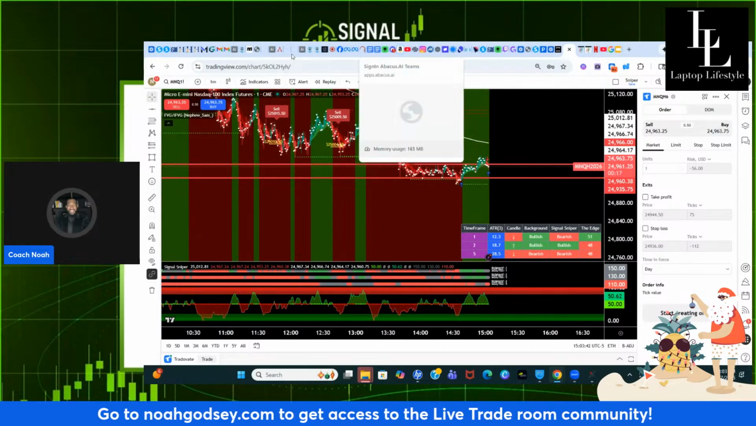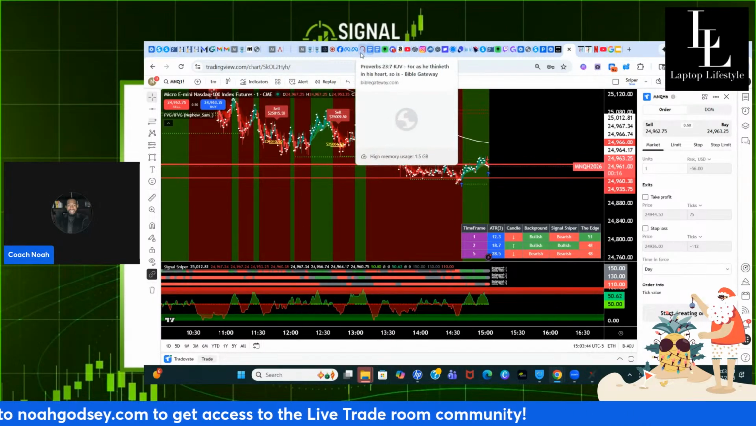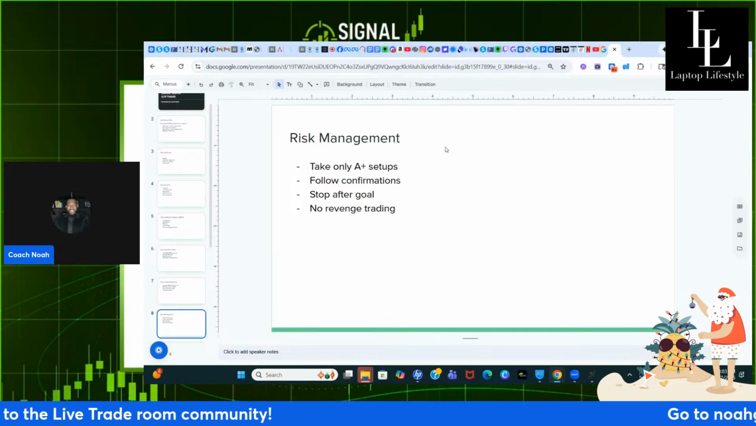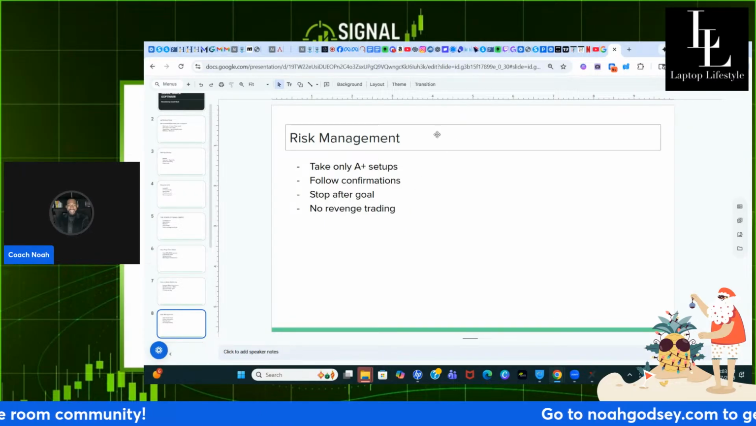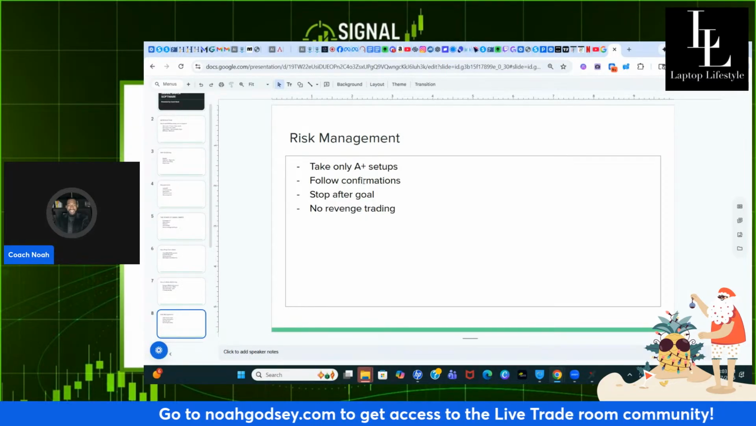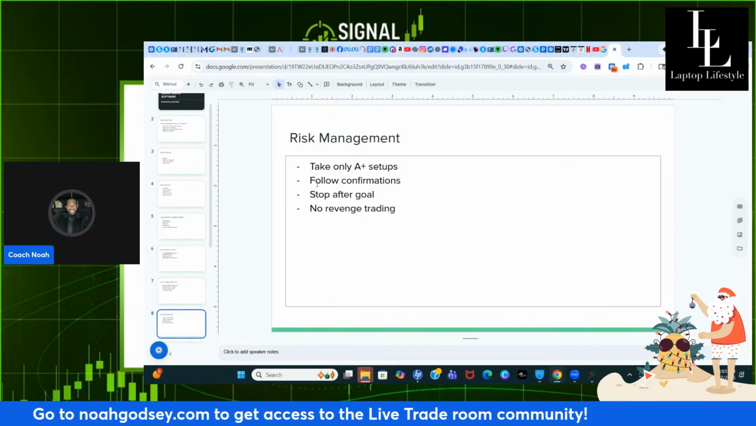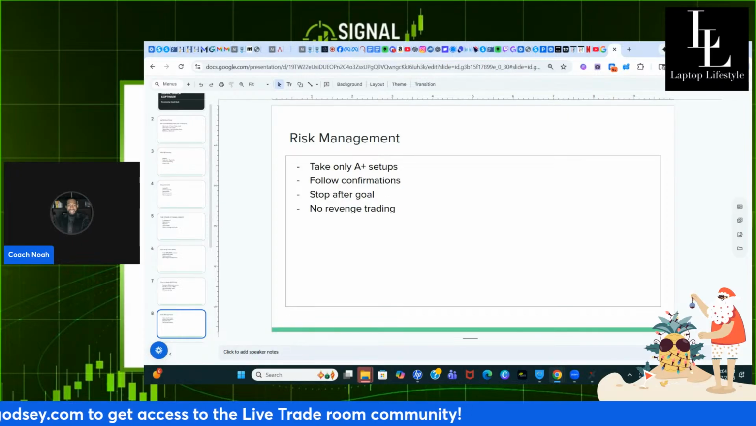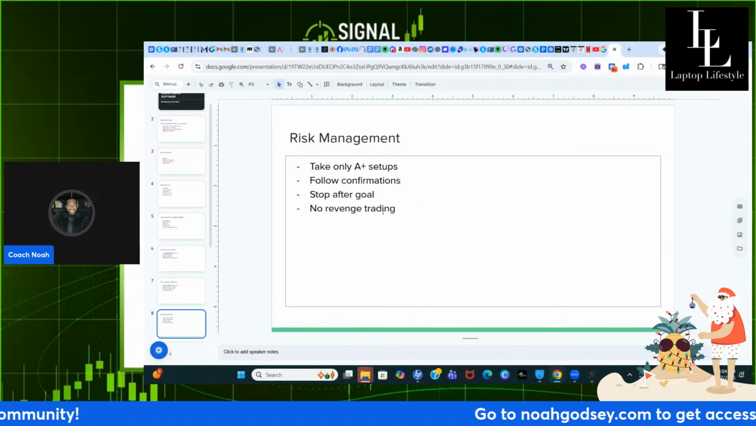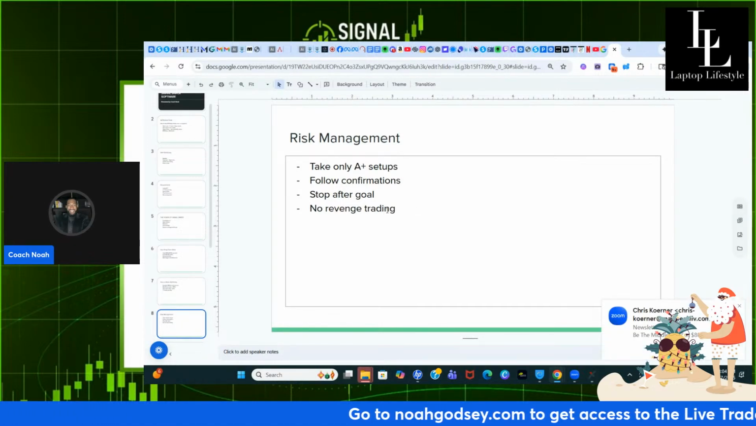Okay, so where are we at? Okay, so we're going to follow the confirmation, right? We're only going to take A+ setups, so very high probability setups are what we're going to take on the live sessions. We're going to follow our confirmations, and then once we reach our goal, we're going to be done for the day. If we do take a loss, we'll just call it a loss for the day, but we're not going to do any revenge trading.